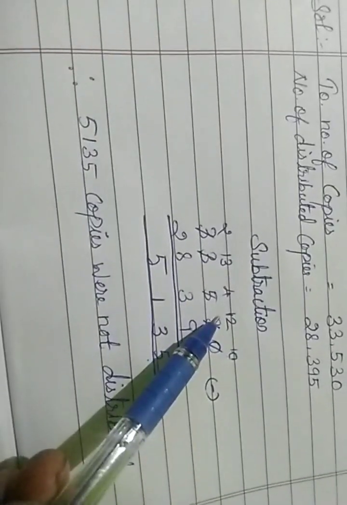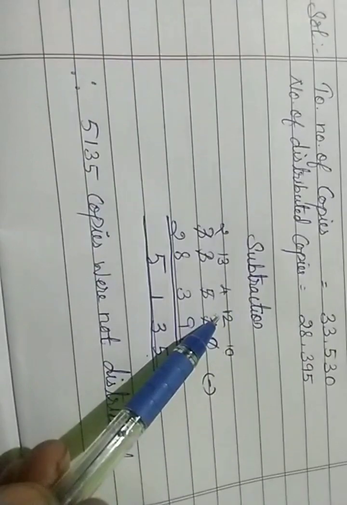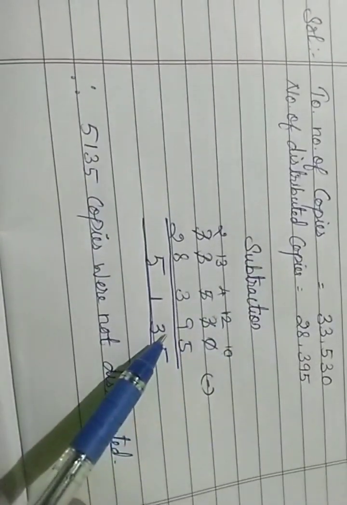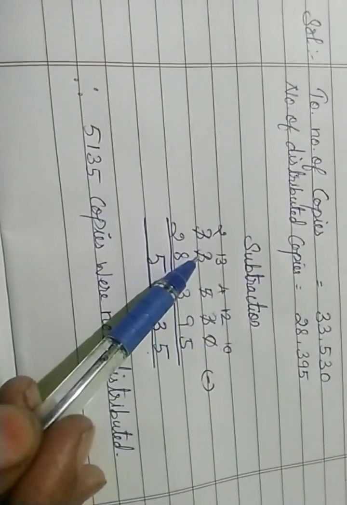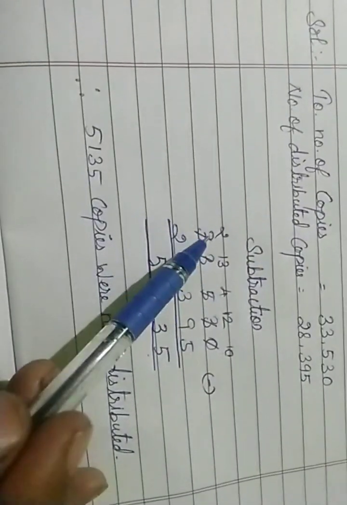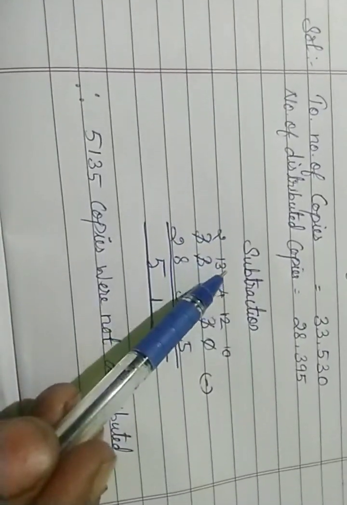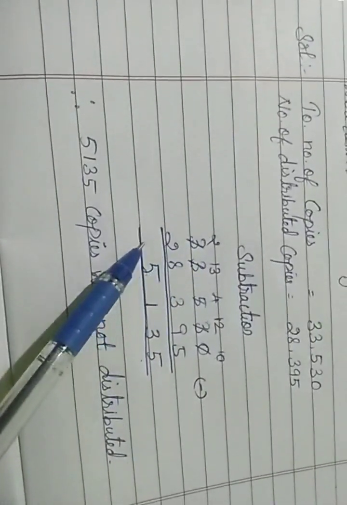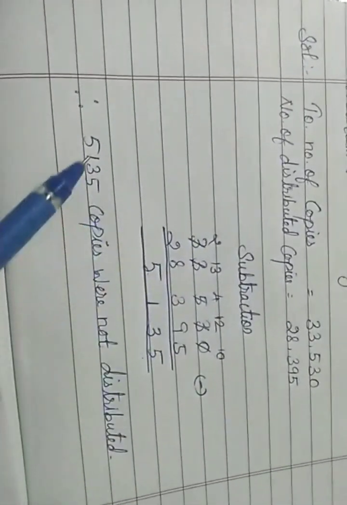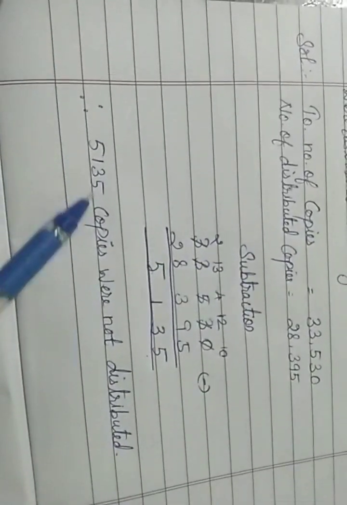2 is also not enough, so we borrow from 5. 5 converts to 4, the 2 converts to 12. So 12 minus 9, that is 3. Then 4 minus 3, that is 1. So 3 is not enough, so we borrow from 3. This 3 converts to 2, then this 3 converts to 13. So 13 minus 8, that is 5. So 2 minus 2, that is 0, no need to write. So therefore 5,135 copies were not distributed.